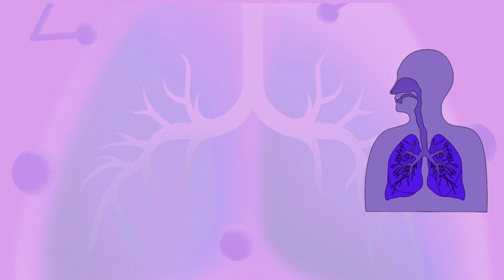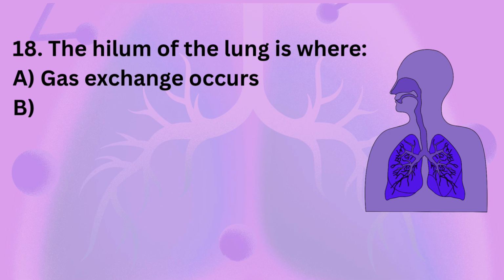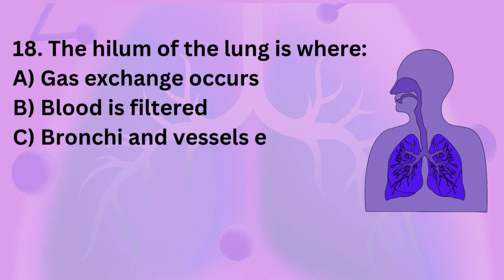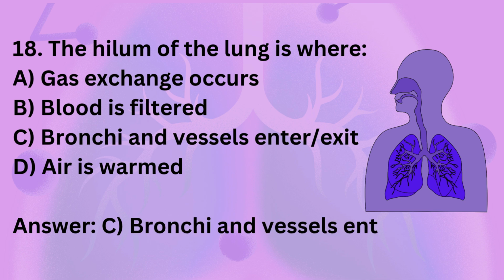18. The hilum of the lung is where A. gas exchange occurs. B. blood is filtered. C. bronchi and vessels enter and exit. D. air is warmed. Answer. C. bronchi and vessels enter and exit.